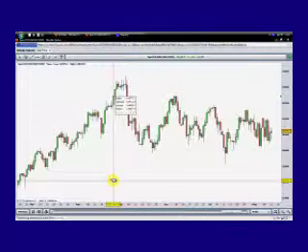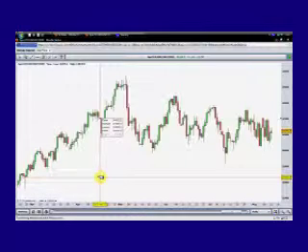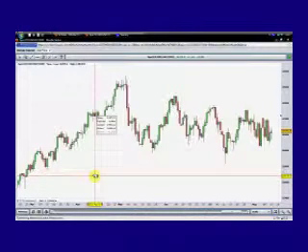So you now know what a fractal pattern is, a very powerful pattern that can repeat itself. The same pattern you will see on a different time frame.